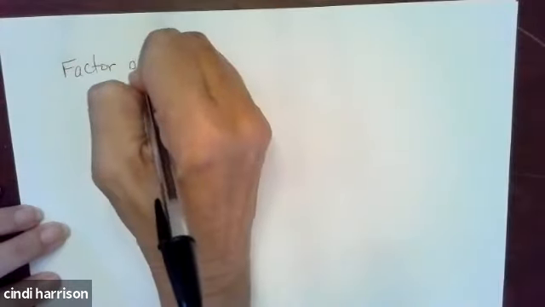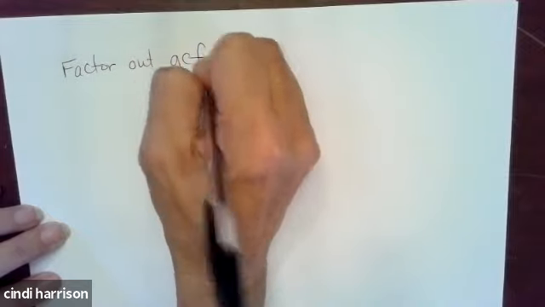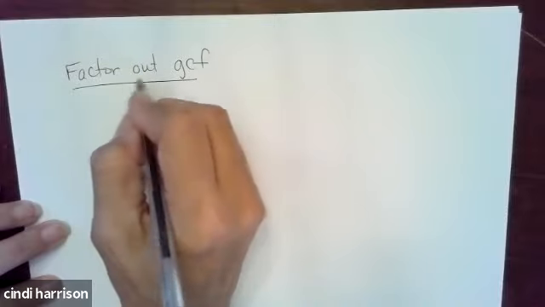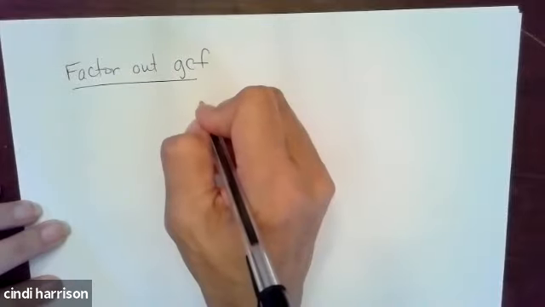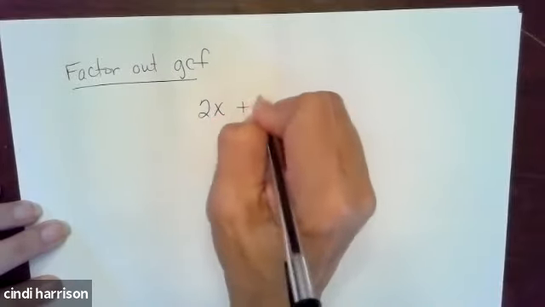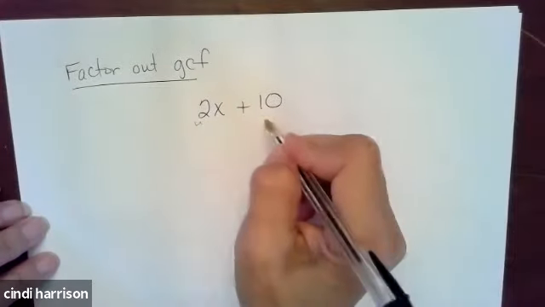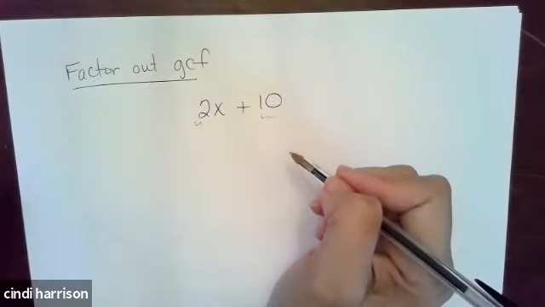Now the next thing you'll be asked to do is actually factor out the GCF. So I think I wrote that down a minute ago, but now we're actually going to do it. So the directions will say factor. And we'll start with an easy one. So factor 2x plus 10. So what we want to do is identify the greatest common factor of 2 and 10, and that would be 2.